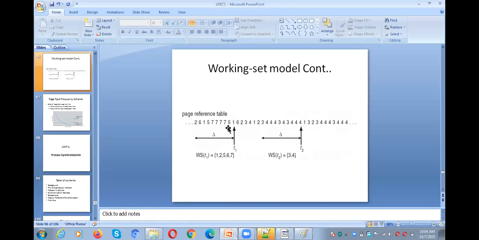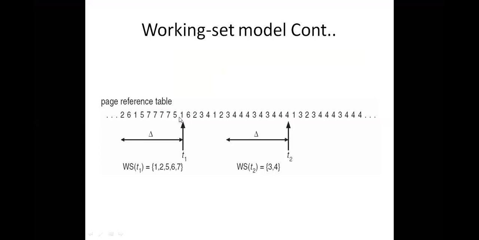Here we have a number of pages from 2 to 7, right? In those 2 to 7, which pages are much needed? At the time t1, pages 1, 2, 5, 6 and 7. Follow the cursor. These pages are required for the process at time t1. So pages 1, 2, 5, 6, 7 need to be in the main memory at time t1.